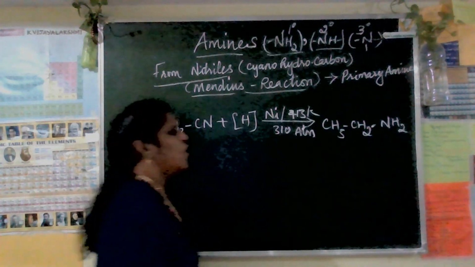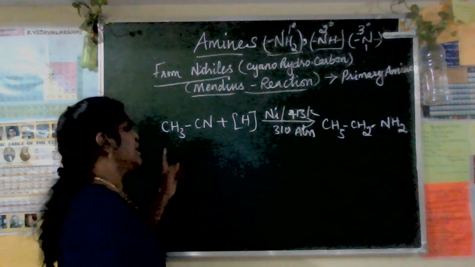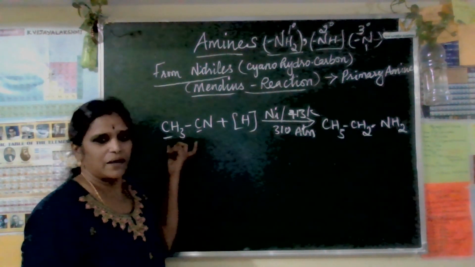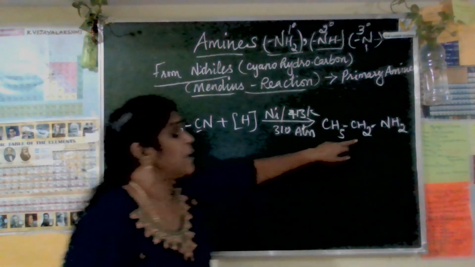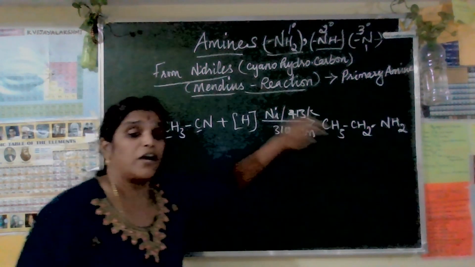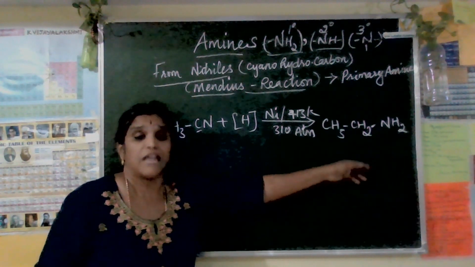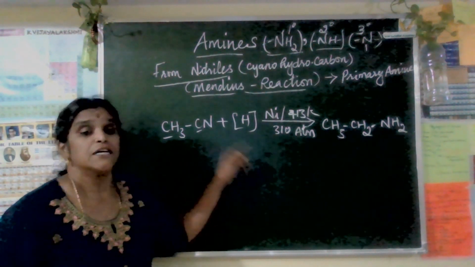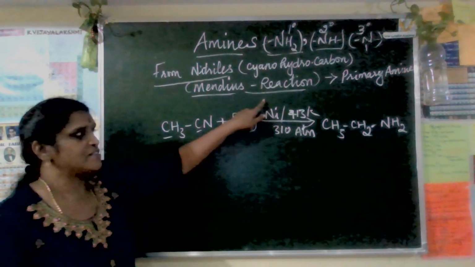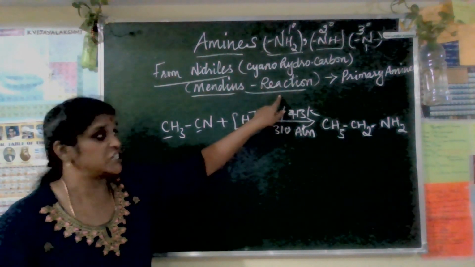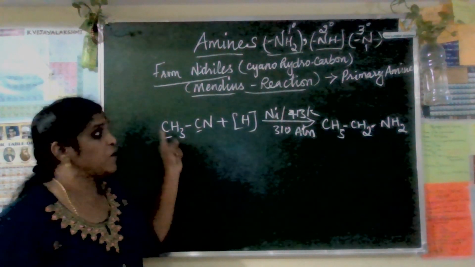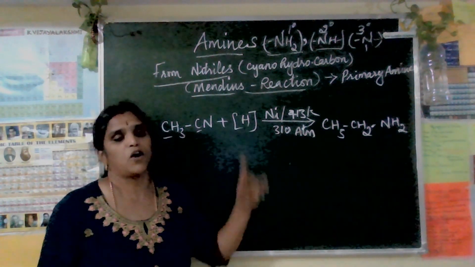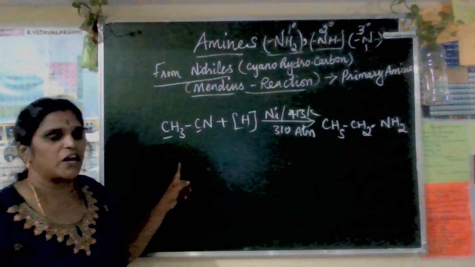You will get it. Okay, now you just see here only one methyl group is there and one cyanide, that means two carbons are available. But here the number of carbons is increasing. For increasing the number of carbons, for that purpose we are using this reaction. So this reaction undergoes the reduction process, and this reaction is also known as Mendius reaction, and this cyanohydrocarbon is converted into primary amine. To increase the number of carbons we are using this reaction. Hope you're clear with this.